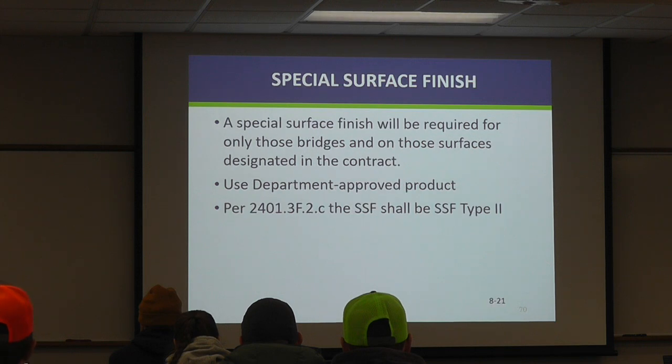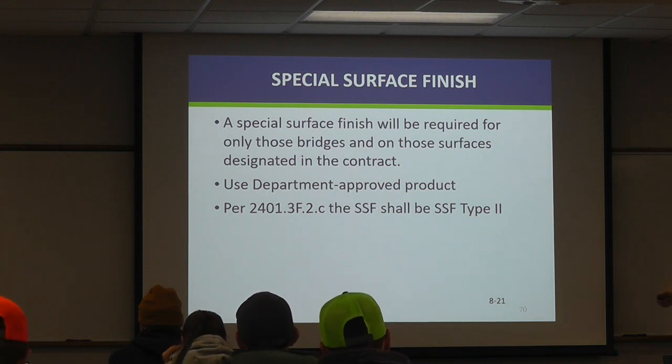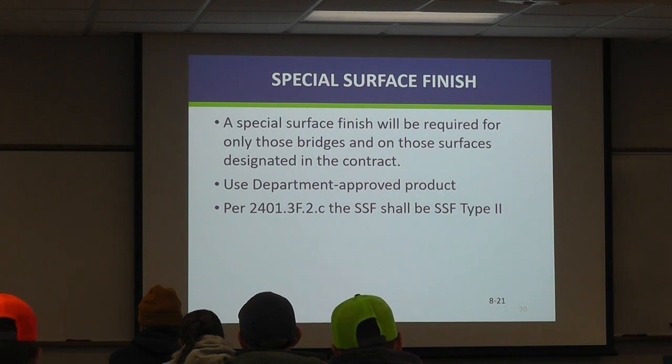A special surface finish. So you always have ordinary. A special surface finish is like adding a coating to the concrete. And that's only as required in the special provision. So it's going to be defined. It's going to say, okay, you need to do all front faces of abutments. You need to do all edges of deck, edge girders, whatever.